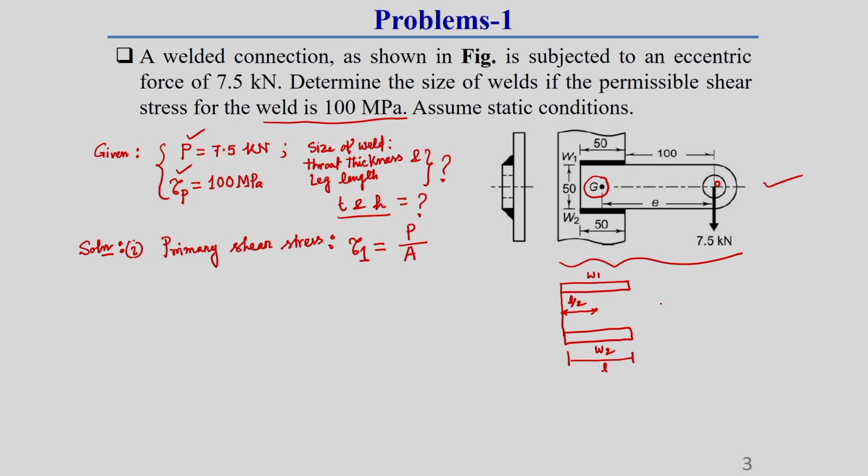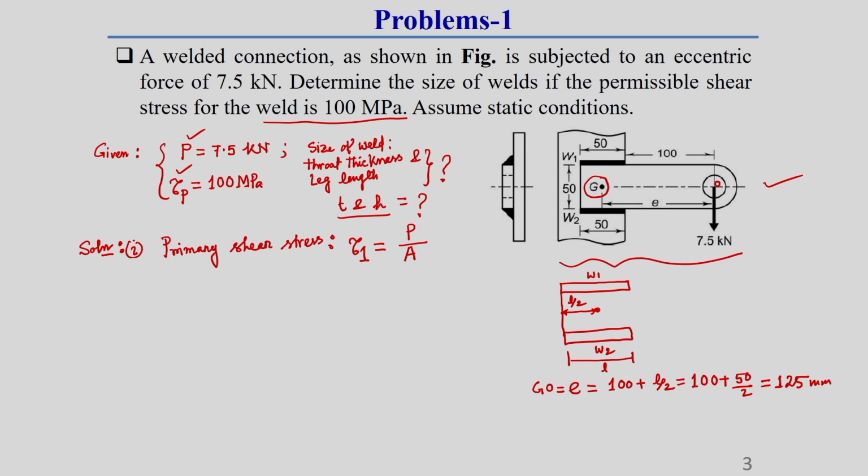Now we can easily find the eccentric distance E. Due to the symmetric weld, the eccentric distance E will be 100 plus L by 2, that is 100 plus 50 by 2, which will be 125. This is the eccentric distance E between G and O, so E, that is GO, is equal to this.